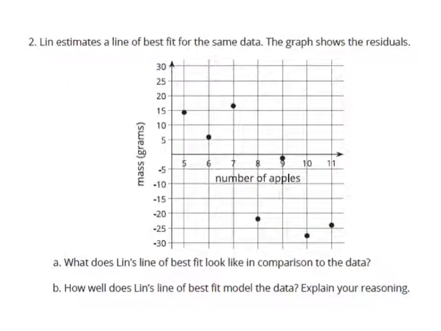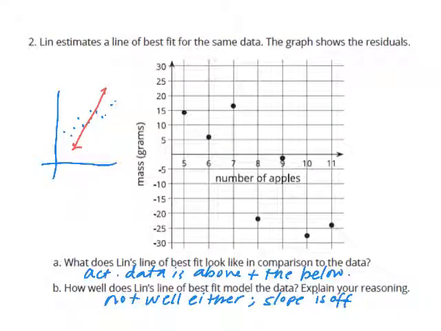Okay, here's another sample problem for you to go ahead and try. Pause it here. Okay, so with this one, we have a plot of residuals, and it says, what does Lynn's line of best fit look like in comparison to the data? So I tried to show you a picture over here, but the actual data is above the line and then below the line. So you can see here, the blue is the scatter plot, the line of best fit, the slope is off. It really should be kind of flattened out a little bit or kind of turned down to make it look better. So it would have been better like this.